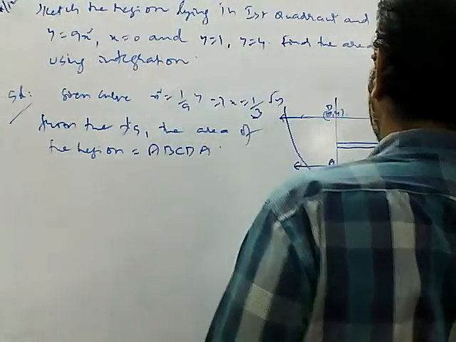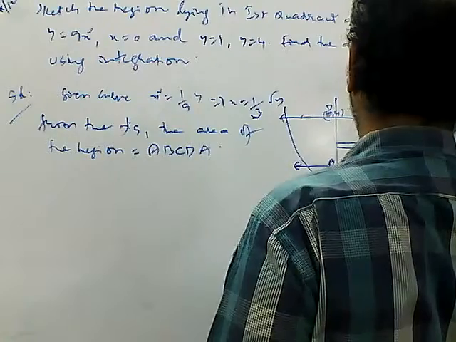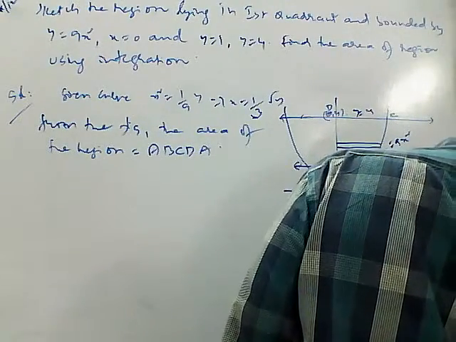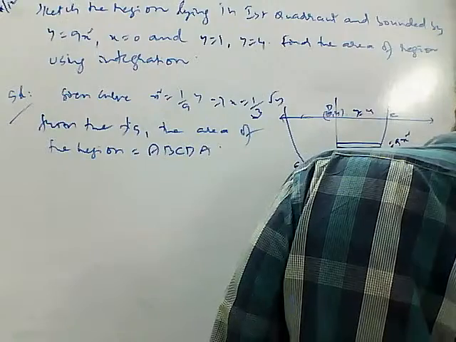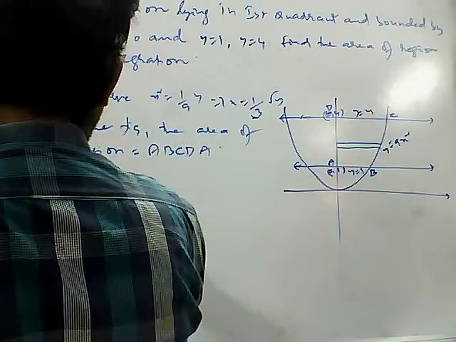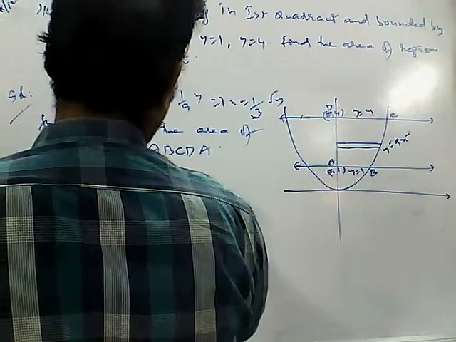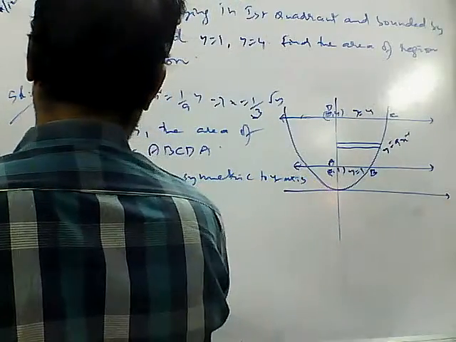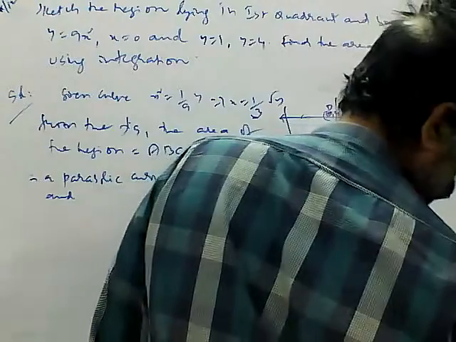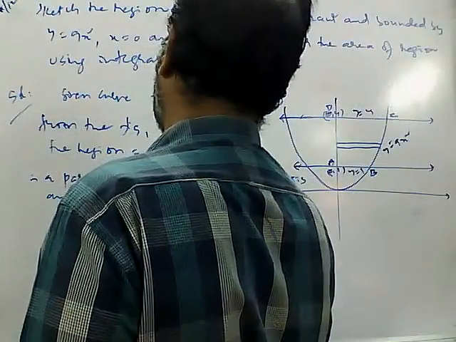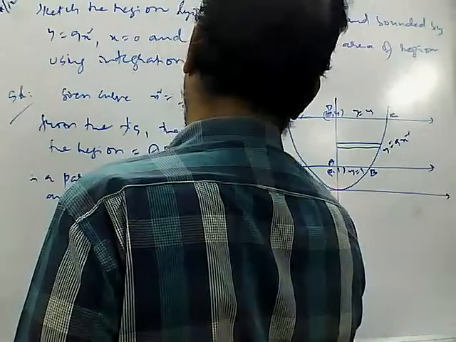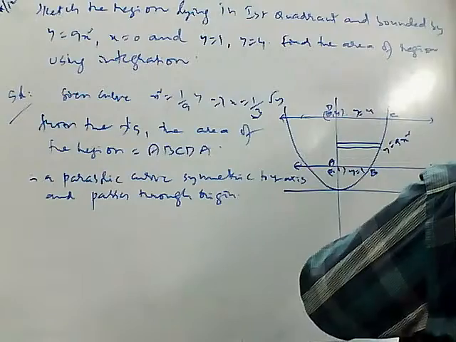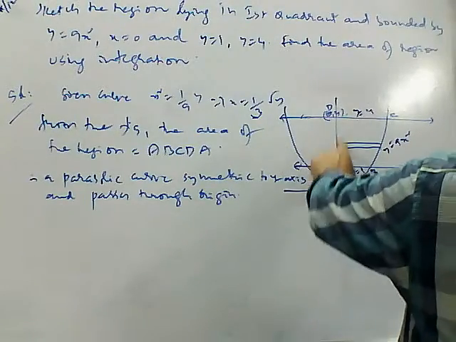So this is y is equal to 1 and this is y is equal to 4. It is a parabolic curve open upwards, symmetric about the y-axis, and passes through the origin. Now, y from 1 to 4.